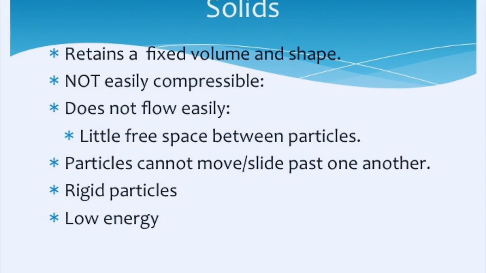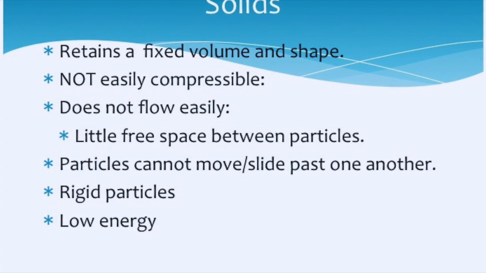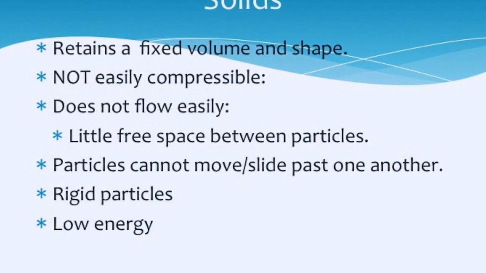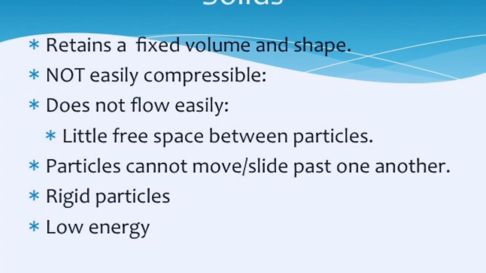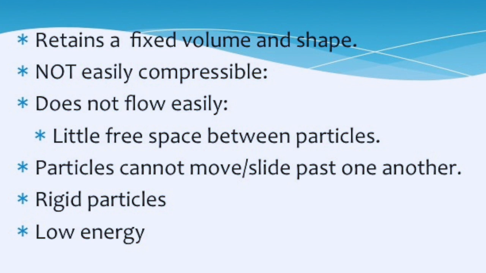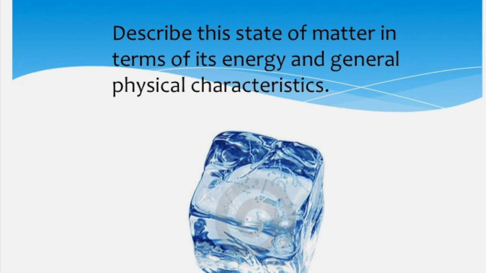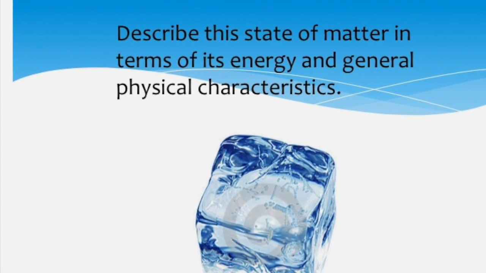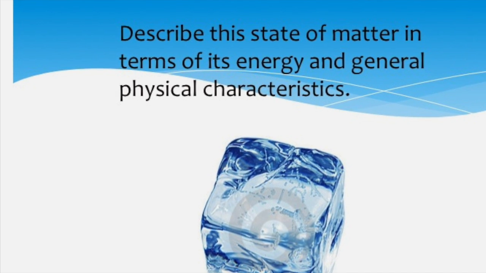Solids retain a fixed volume and shape. The particles tend to be rigid with low energy. They're not easily compressible because there's not much space between the particles. They don't flow easily, and they can't slide past one another. Be prepared to describe the state of matter shown here in terms of its energy and general physical characteristics.